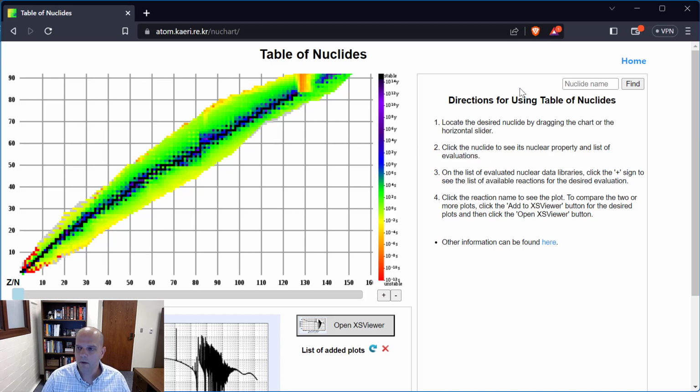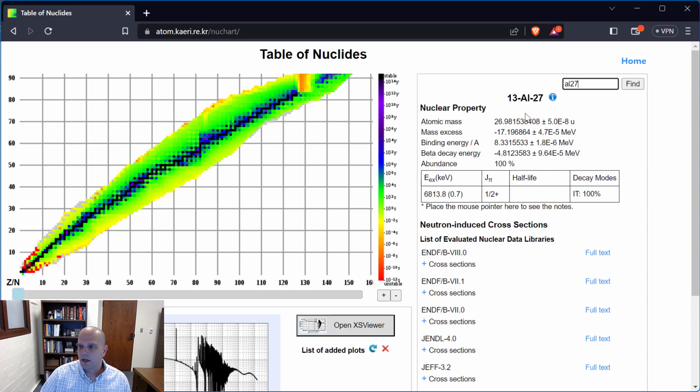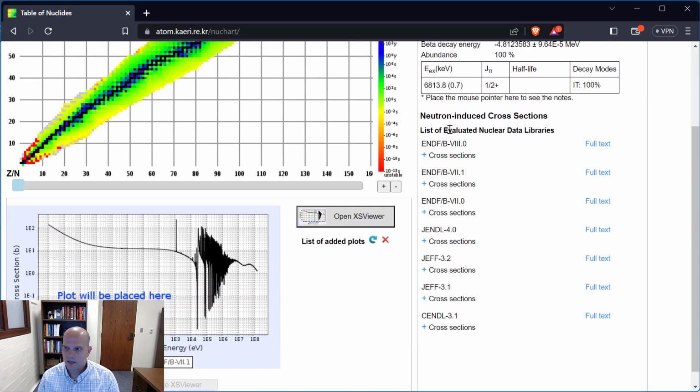So I come in here, I'm going to type the nuclide name. The nuclide in this case is aluminum 27, was it? Yeah. Aluminum 27. And I've got the atomic mass, which I already had for this problem. I've got all these other things we looked at, binding energy. But down here, which we haven't really touched, we've got all these evaluated nuclear data.